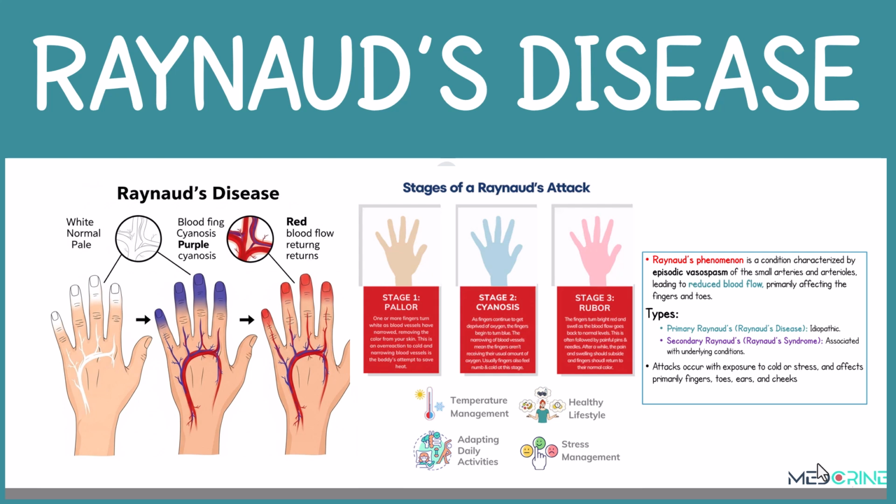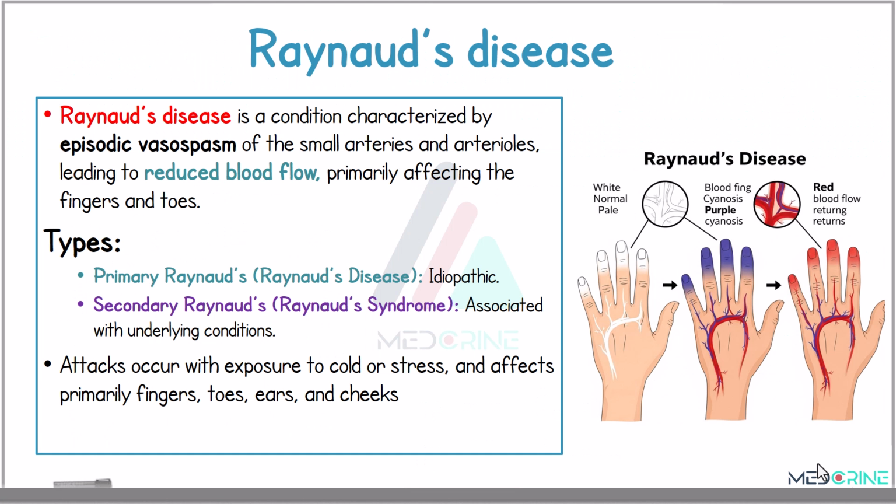Welcome. Today we shall be looking at Raynaud's disease. Raynaud's disease, also known as Raynaud's phenomenon, is a condition that involves episodic vasospasms of the small arteries and arterioles, leading to a reduced blood flow, primarily to the fingers and to the toes. These attacks are usually triggered by an exposure to cold or emotional stress and may also affect the ears and the cheeks. There are two types of Raynaud's disease, the primary Raynaud's and secondary Raynaud's.